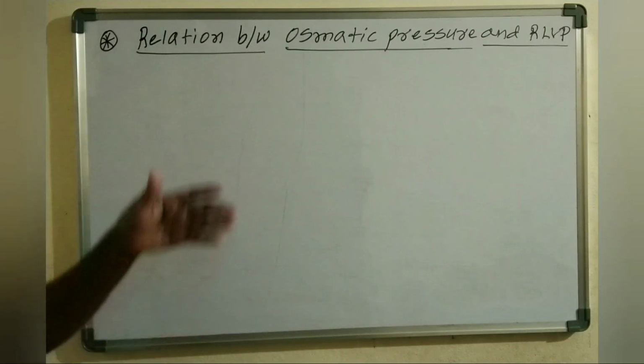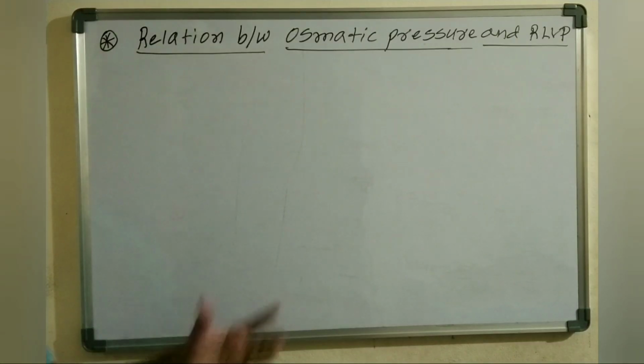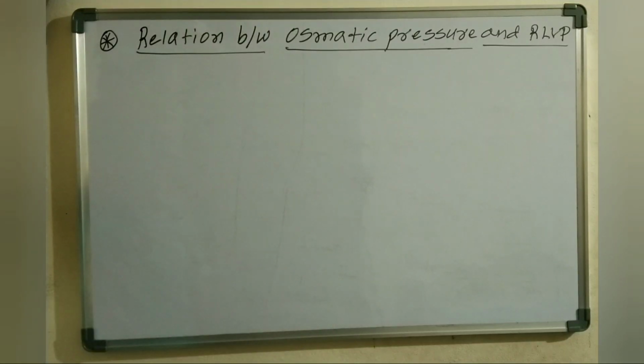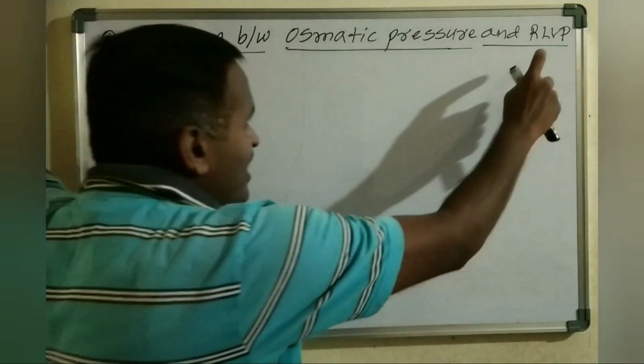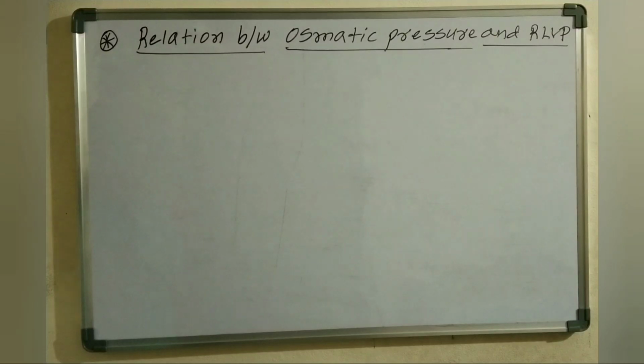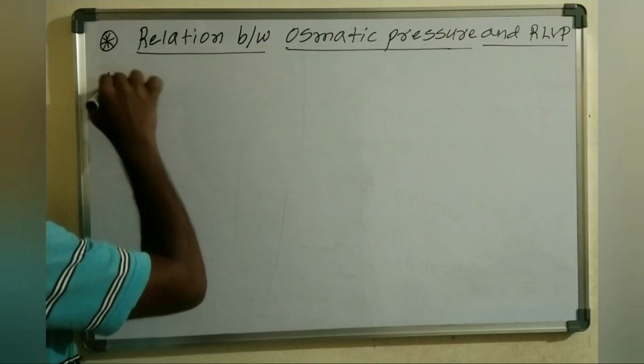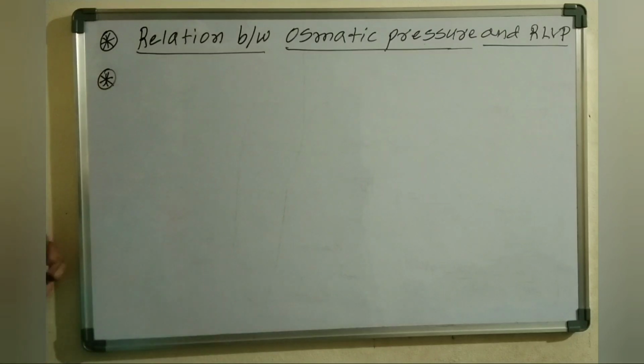Osmotic pressure is the external pressure which is applied onto the solution side to stop the flow of the solvent molecules whenever a solvent and a solution are separated by a semi-permeable membrane. So that external pressure is the osmotic pressure, whereas RLVP is the ratio between the lowering of vapor pressure and the vapor pressure of the pure solvent, the relative lowering of vapor pressure.